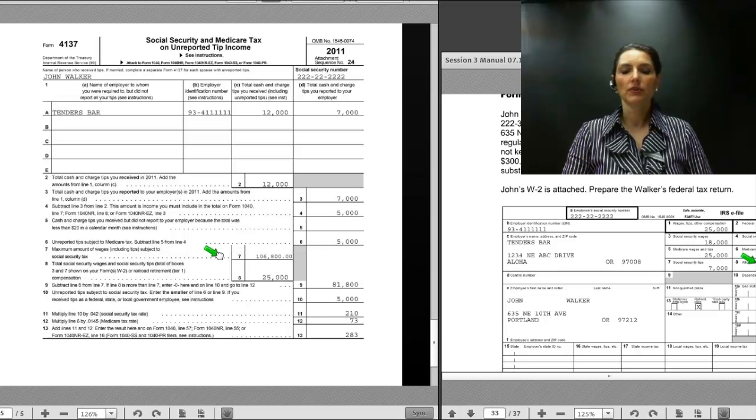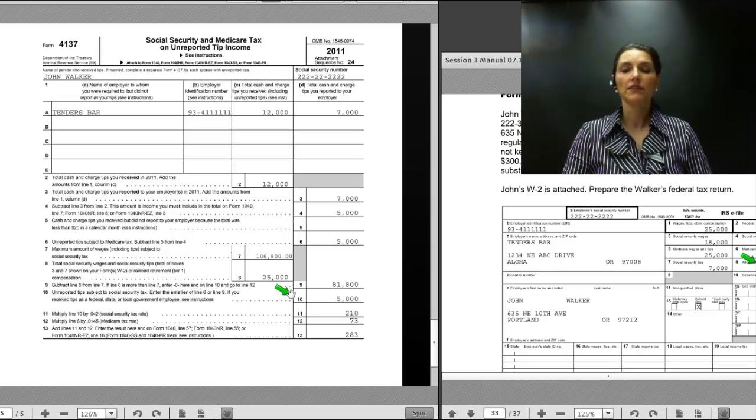We then have an equation going on here on line 7. You'll see that it says $106,800. If Johnny had enough other sources of earned income from self-employment or other jobs, it's possible his income would be more than $106,800. And if it were, he would not be subject to Social Security tax on some of his tips. In this case, his income is well below that threshold, so all of his tips are going to be subjected to tax. Ultimately, $25,000 is the amount of income that he has already paid Social Security tax on.